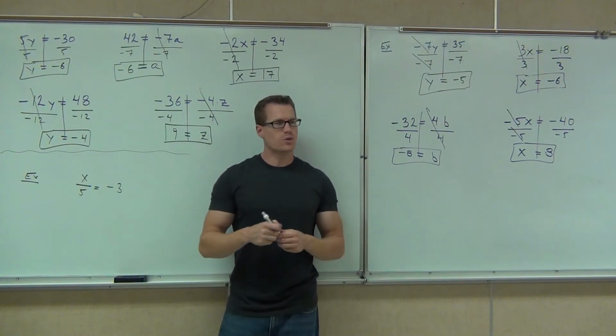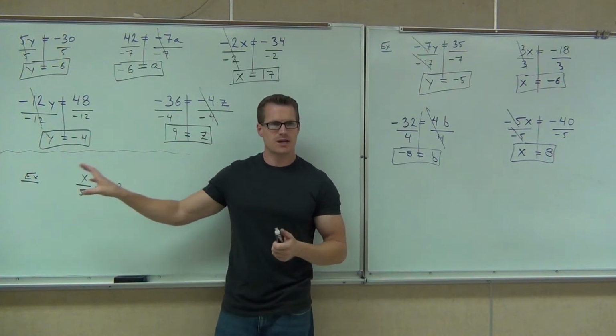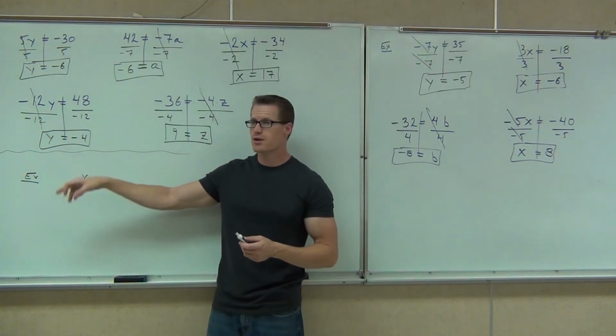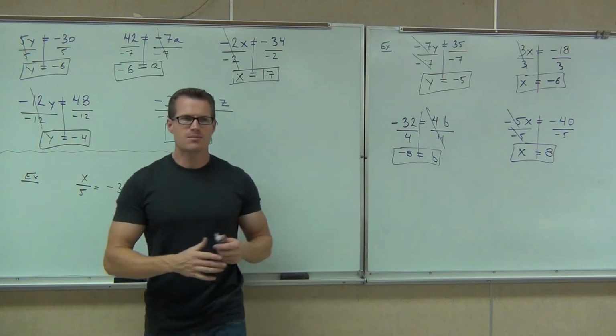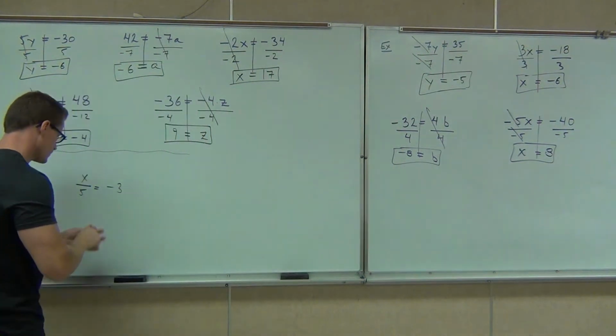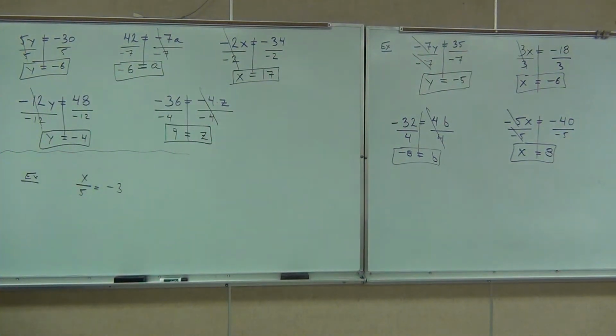It is the 5. Look where your variable's at. Our variable's on the left-hand side. We're trying to get rid of everything around that variable. If we're dividing by 5, the way we get rid of dividing by 5 is, let's multiply by 5.